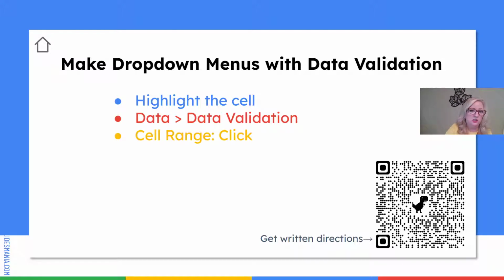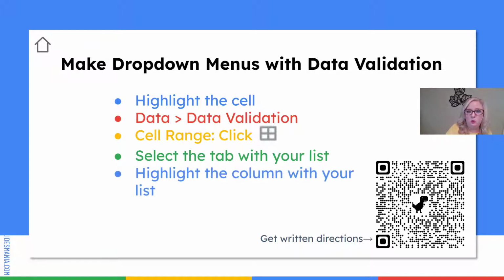Inside of data validation, in that window that pops up, you're going to end up clicking the little icon that looks like a window, and then you're going to go and change to the tab where your list is and highlight the column with your list that's in it. And then you just select OK. Let me show you how that works.